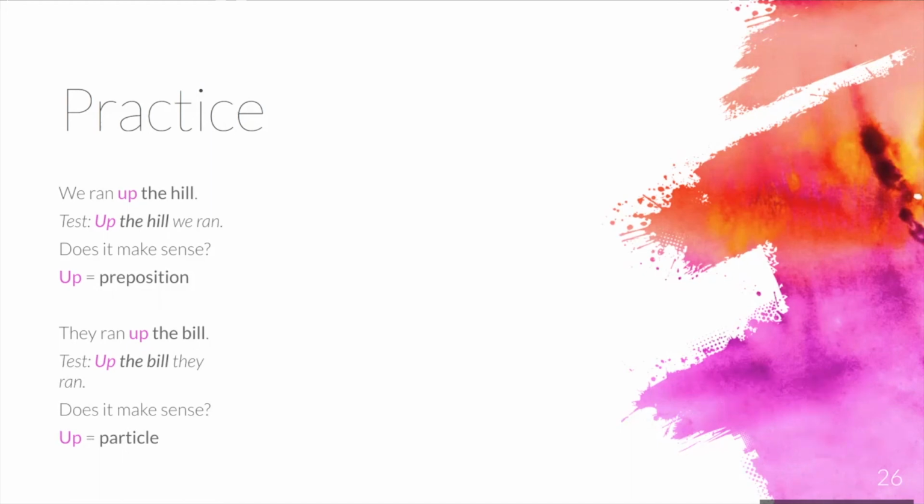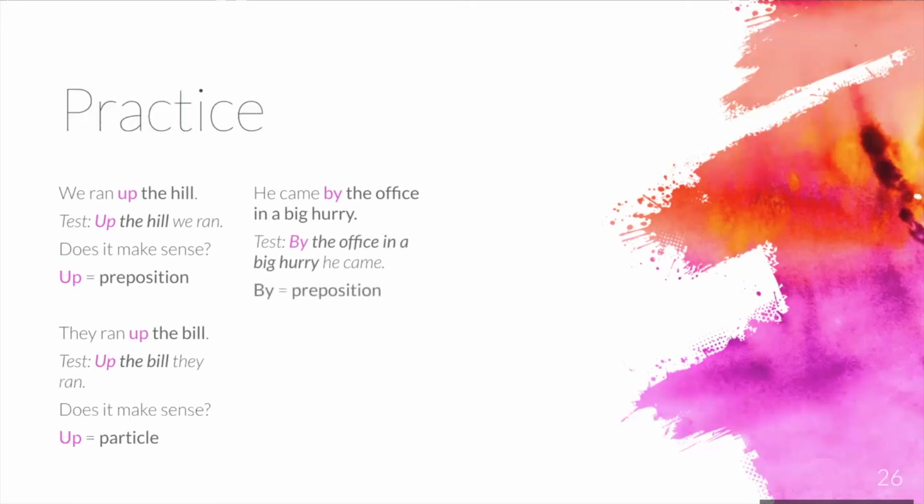Grant, would you like to do the next example? Yeah, sure. I'll do the next two. He came by the office in a big hurry. To test, we put the by and everything after it in front: by the office in a big hurry he came, which makes sense. So by is a preposition. The next one: he came by his fortune honestly. We put by and everything after it in front: by his fortune honestly he came, which doesn't really make sense. So by is a particle.